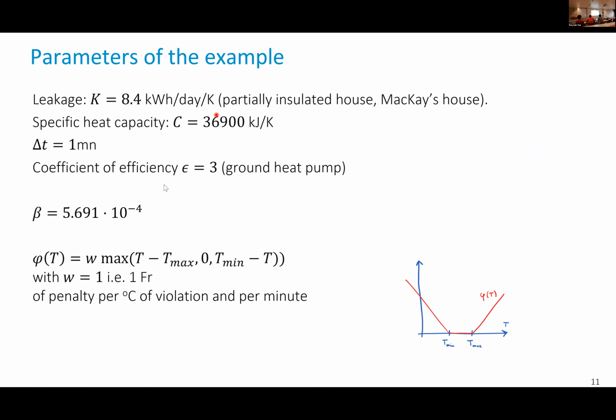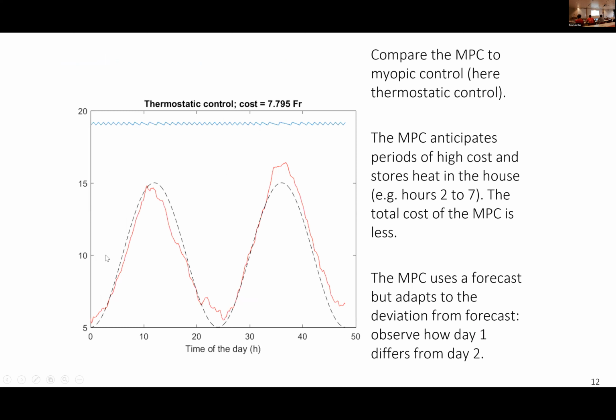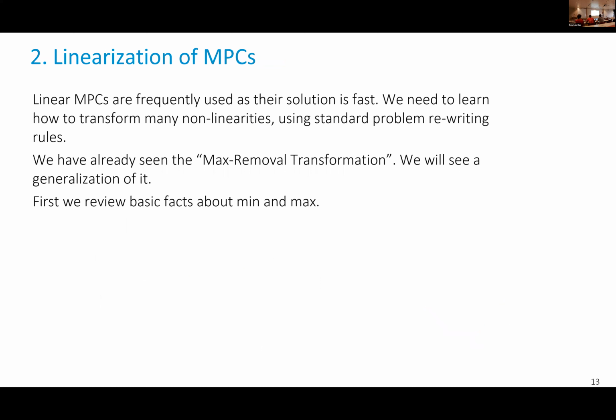If you're interested, those are the parameters of the example. They come from David McKay's book. And the penalty that I took here was very large. So it's 1 franc per degree C of violation per minute. So if I'm saying to the optimizer, you're allowed to violate the temperature deadband, but the penalty is 1 franc if you violate during 1 minute. And you see that the overall cost over 24 hours, or over 2 days, is a few francs. So of course, the MPC will try very hard to not pay this. And this is exactly what happens. So the hard constraint is in fact implemented.